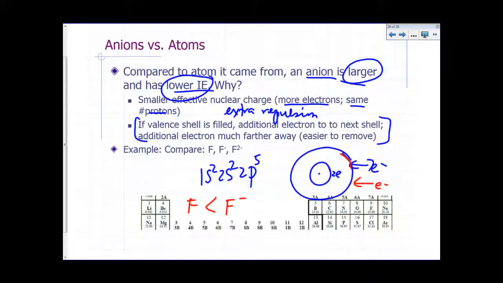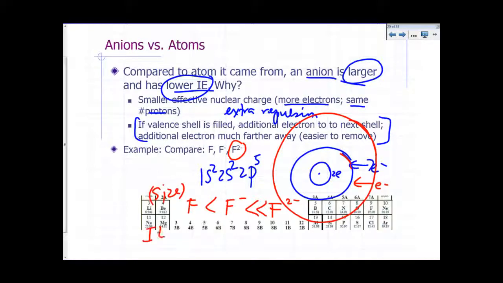And then F with a negative 2 charge, that second extra electron will come into a much larger shell because the second shell is filled now, so it's going to be much larger than the fluoride ion. That's in terms of size. In terms of ionization energy, fluorine would be greater than fluoride, and much greater than F2 minus. It's going to be very easy to remove an electron from an F ion with a negative 2 charge. So easy, in fact, that you don't find it in nature at all.